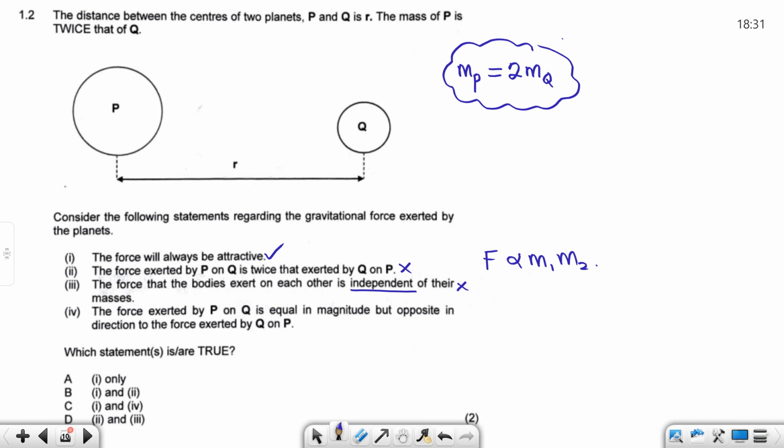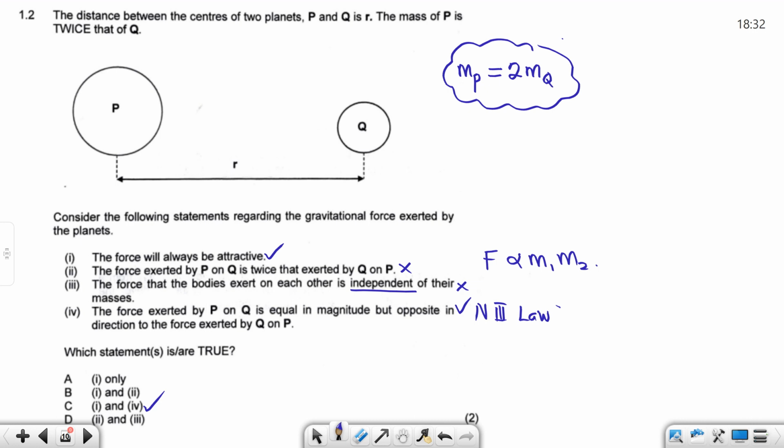Wrong. The force exerted by P on Q is equal in magnitude, yes, but opposite in direction. This is our Newton's what? Third law. So which answers are correct? 1 and 4. Is it there? Yes, C. So when it comes to this question, please, the laws must come into play.